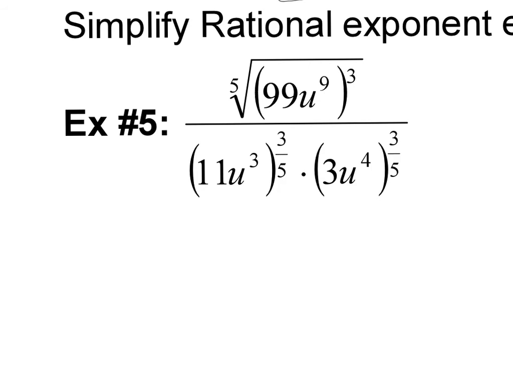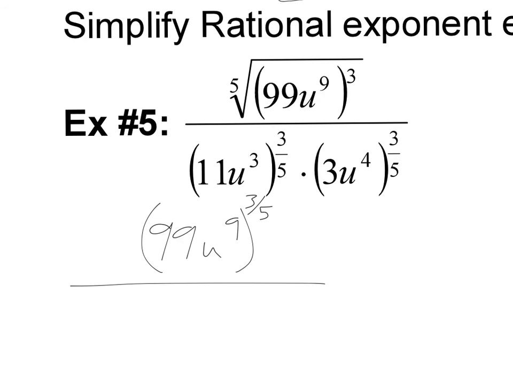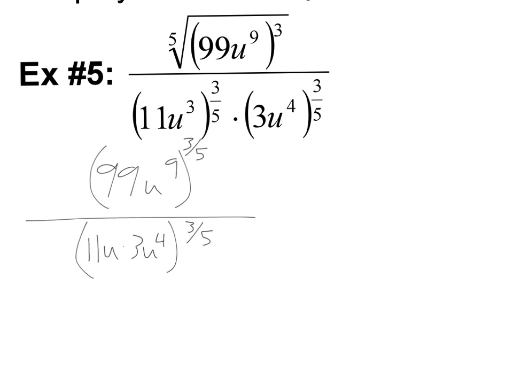The first thing I'm going to do is see if there's anything that I can combine into one term because they have the same exponents, and I'm going to write this in exponent form. So the top's going to be 99u to the 9th, and that's going to make a 3/5 exponent. And since these are the same, I'm going to write this as one exponent. So this is like saying 11u times 3u to the 4th.